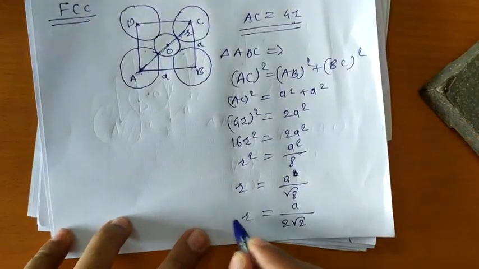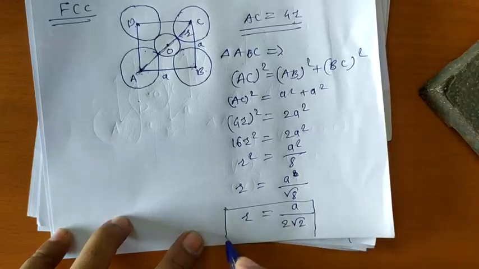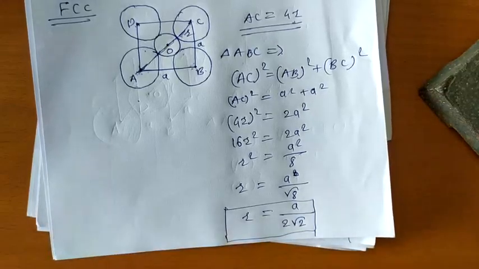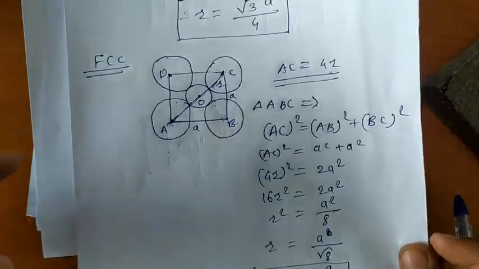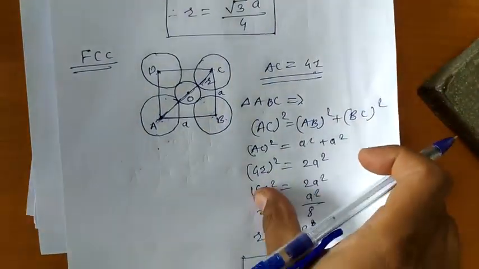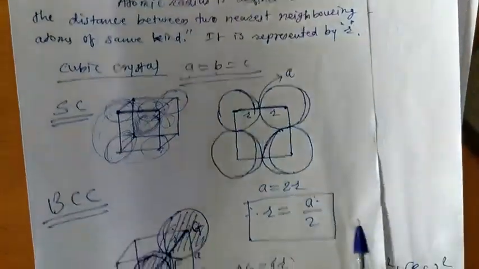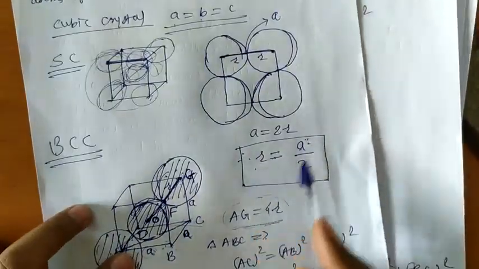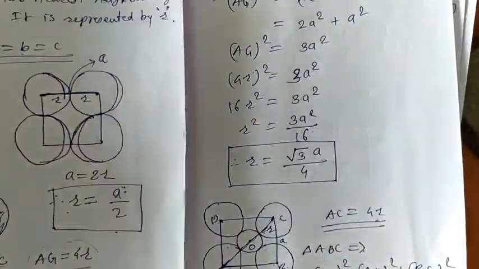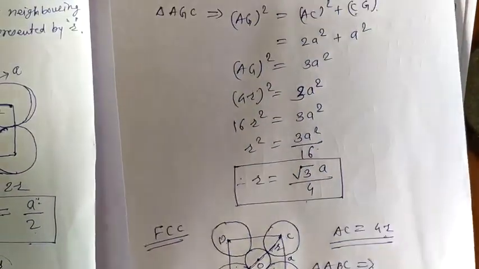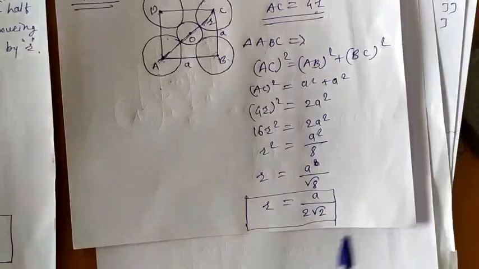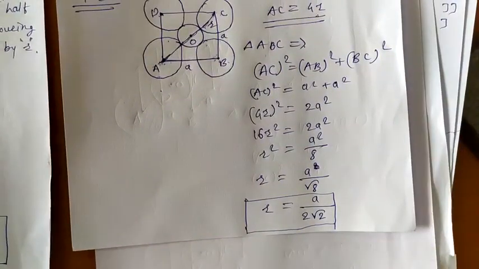This is R, the radius of the atom in face centered cubic structure. Now, in simple cubic structure, R is A by 2. In body centered cubic structure, R equals root 3 A by 4, and in face centered cubic structure, R equals A upon twice root 2.